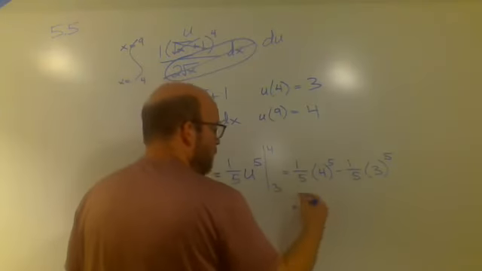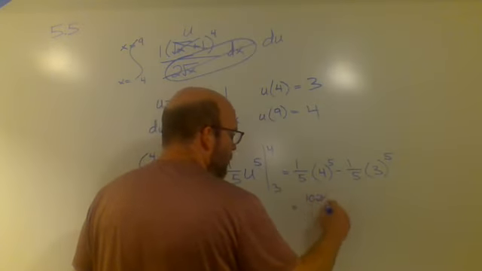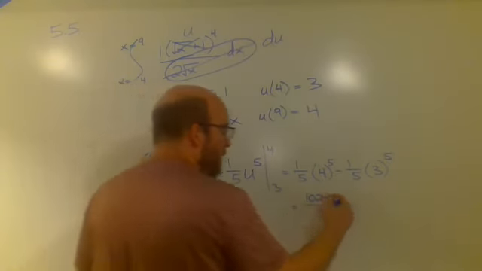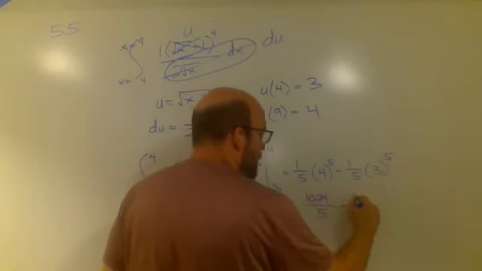But 4 to the 5th power using a calculator ends up being 1,024. And multiplying that times 1/5 is just going to put it over 5. And 3 to the 5th power ends up being 243.